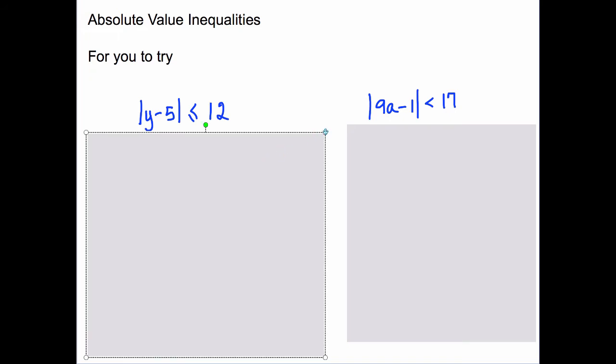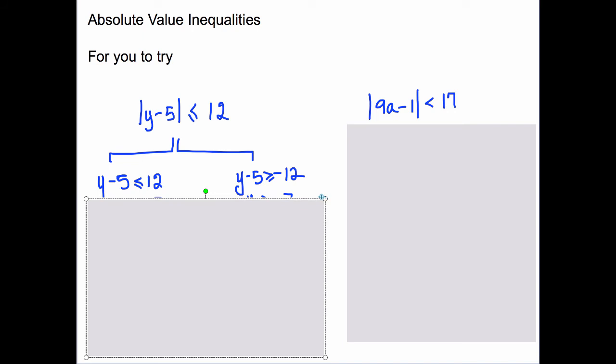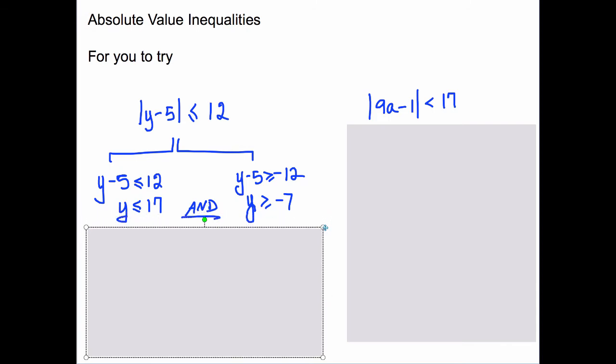Okay, now let's take a look at the solutions. So for this one, we would split this into two problems. y minus 5 is less than or equal to 12. And then y minus 5 is greater than or equal to negative 12. We add 5 to each side, and we get this solution: y is less than or equal to 17, and y is greater than or equal to negative 7.